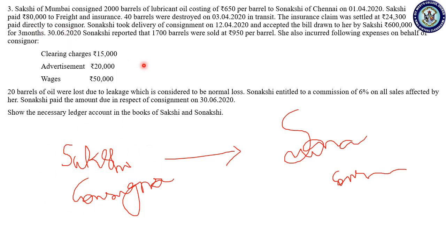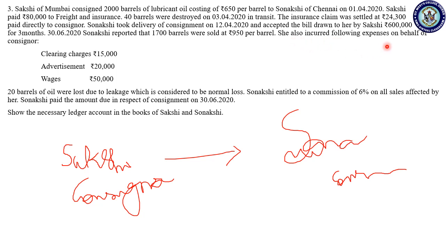So the consignor received that. Sonakshi took the delivery on 12/4/2020 and accepted the bill drawn by Sakshi for 6 lakh. So Sakshi drew the bill on Sonakshi, that is 6 lakh. She already drew the bill, so we have to pass the journal entry and post it to the ledger, 6 lakh. On 30/6/2020, Sonakshi reported that 1,700 barrels were sold at rupees 950 per barrel. So this is the sale.